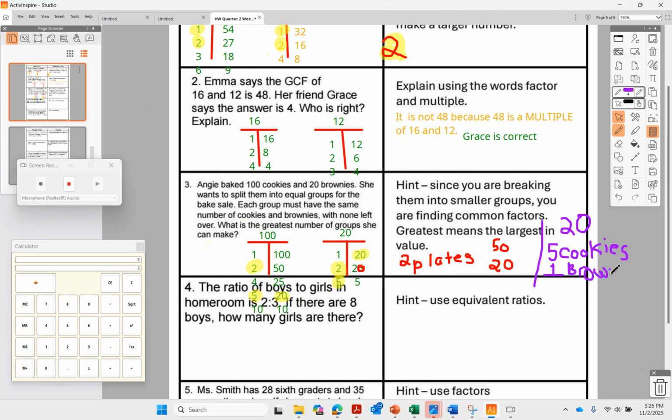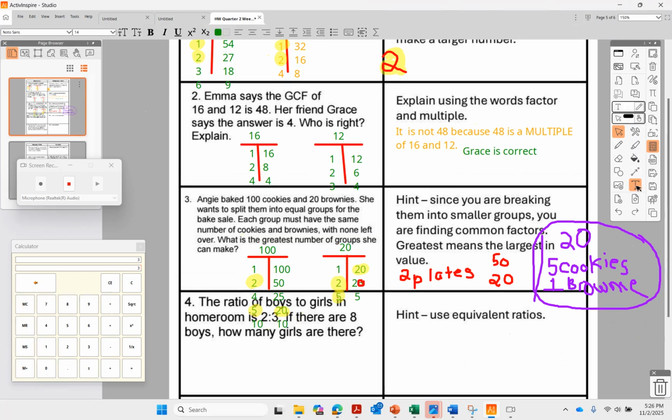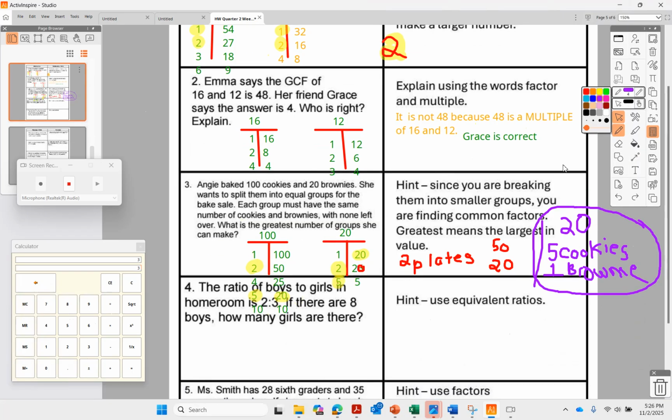So sometimes when I'm doing these, I don't completely understand what the question is asking all at once. So I have to kind of play with it to see what makes sense. So the greatest number of groups. It's not the greatest number of items on a plate. If it were the greatest number of items on a plate, then it would be that one. But that's not what we're asking. We're asked for the greatest number of plates. The greatest common factor is 20. If I have 20 plates and I split the 100 cookies among them, there's 5 cookies. If I have 20 plates and I split the brownies among them, there's 1 brownie. That's how I would break it up.